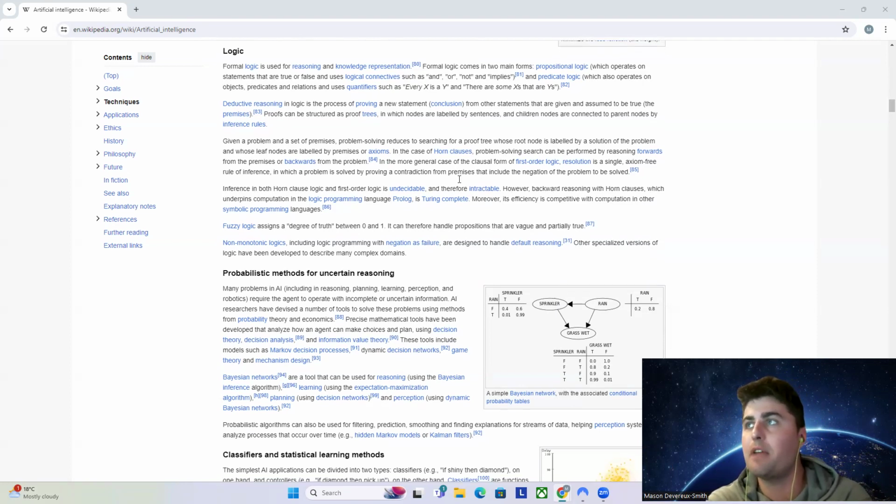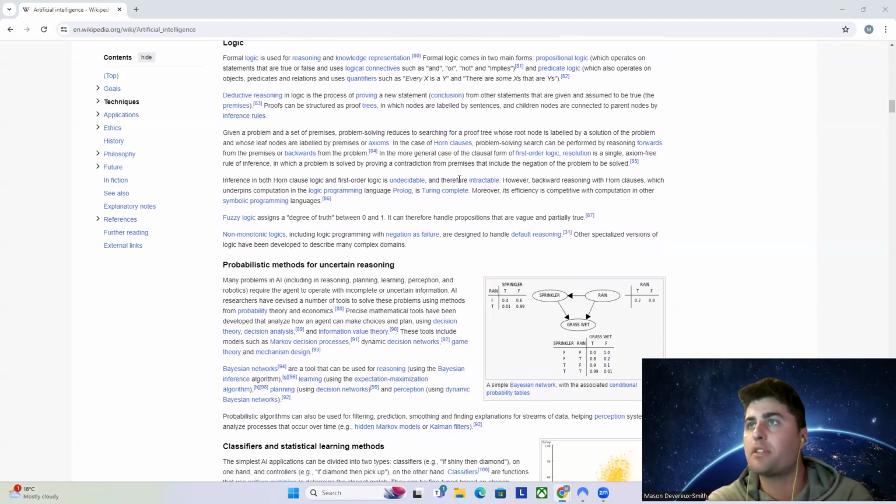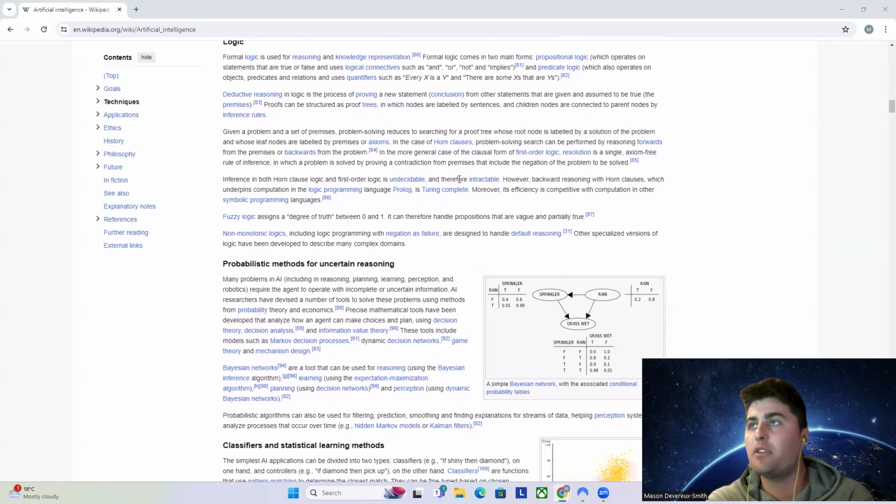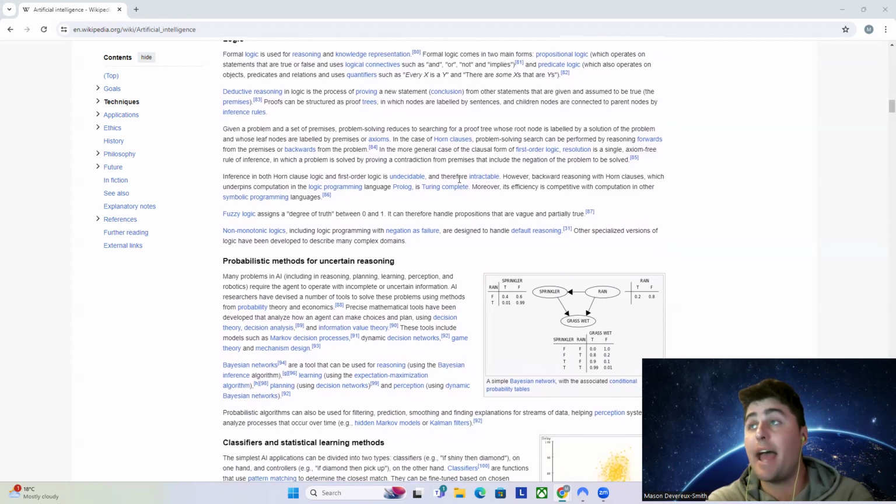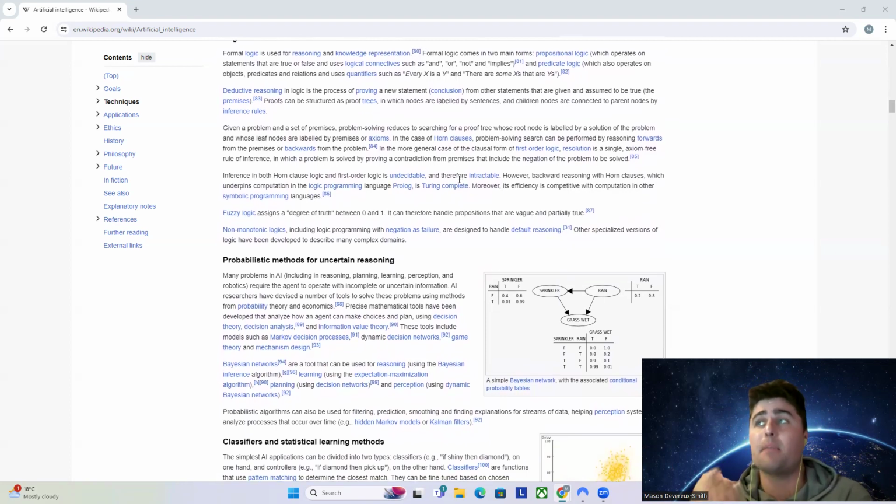Formal logic comes in two main forms. Propositional logic, which operates on statements that are true or false and uses logical connectives such as and, or, not, and implies. And predicate logic, which also operates on objects, predicates, and relations, and uses quantifiers such as every x is y, and there are some x's that are y's.